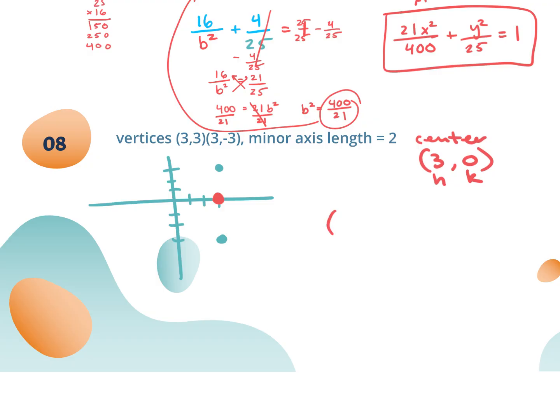So our equation that we have here is x minus h, so x minus 3 squared over, we said the bigger denominator is going to go under the y since it goes vertically. So b would go under the x. Plus, how would I say y minus 0 squared? What's a better way of writing that? Just y squared, perfect. So y squared over a squared equals 1.